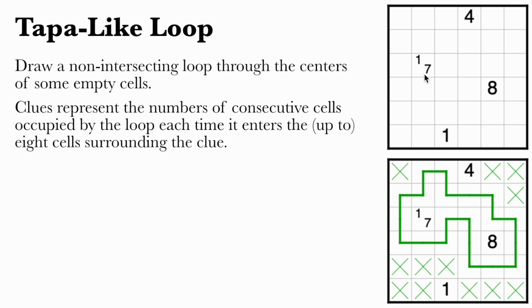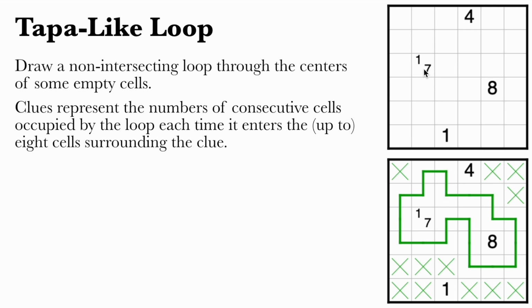So think of these clues as having a domain around them of the 8 surrounding cells, and the numbers represent the path lengths within that area. So the 8 tells us that all 8 of these cells are involved in the loop, and they're all visited in one stretch of 8. The same with this 4. It's saying that 4 of these 5 cells are involved in the loop, and they are all seen within a single pass.